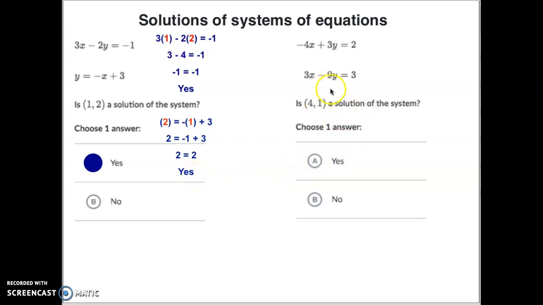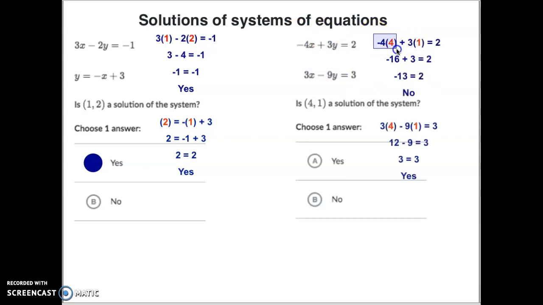All right, let's try this one now. You're going to notice my x-coordinate is 4, my y-coordinate is 1. So again, I will plug in 4 for both x-coordinates. I will plug in 1 for both y-coordinates, and I'm going to solve. So here we go. As I plug in 4 for x and 1 for y, negative 4 times 4 is negative 16. 3 times 1 is 3. Negative 16 plus 3 is negative 13. This one does not equal. So this one's a no, it doesn't equal.